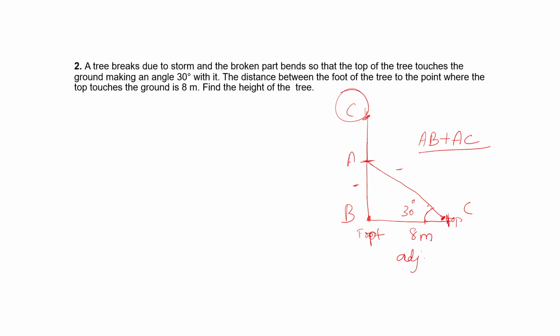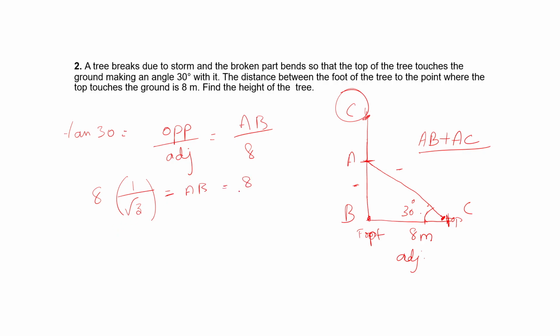Okay, adjacent is given, and now none of the other values are given. Any other value given? Not given. Okay, so we'll find out. See here, tan theta, if you go for tan 30, then it is opposite by adjacent, right? So opposite by adjacent means AB by 8. So 8 into tan 30. What is the value of tan 30? 1 by root 3, which is equal to AB. So 8 by root 3 is AB.